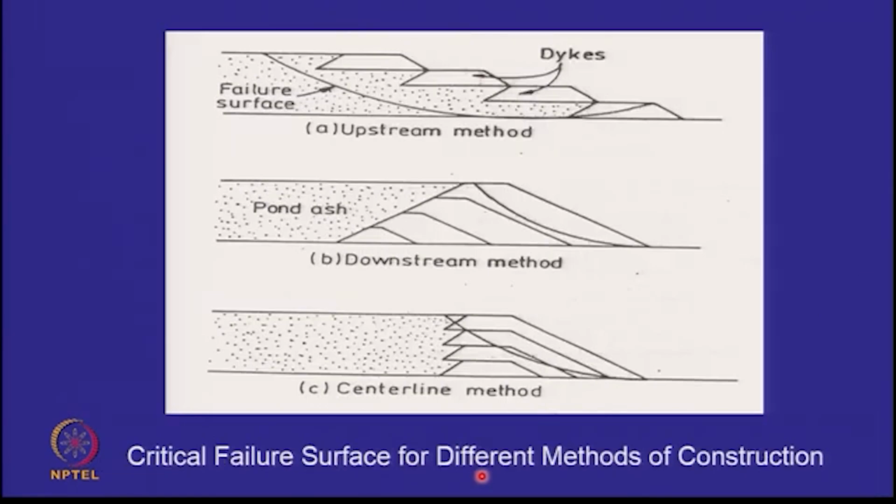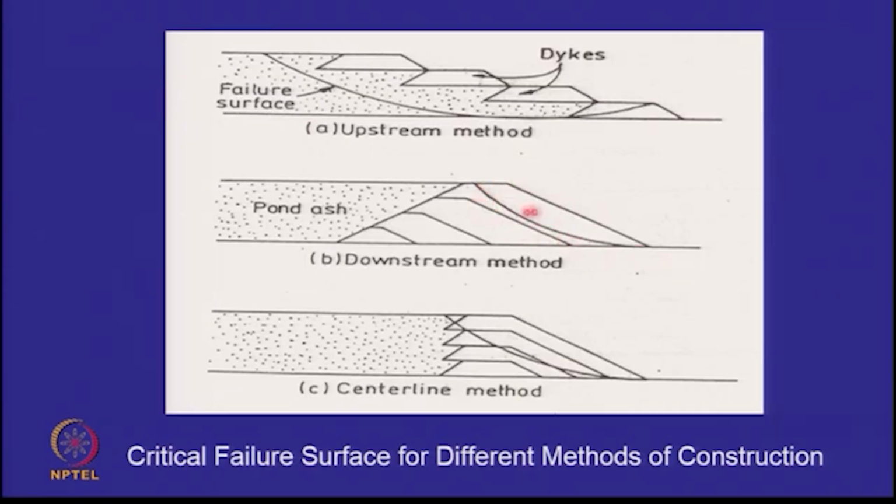And as I said, when you do it for the same height of the dam by the 3 methods, your critical failure surface in the upstream method, because this strength is lower than this strength, will be something like this. It will be flatter, but it will be something like this. But for the downstream method of construction, the critical failure surface will be here.